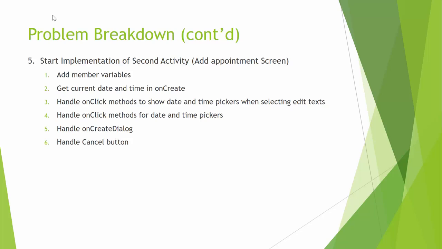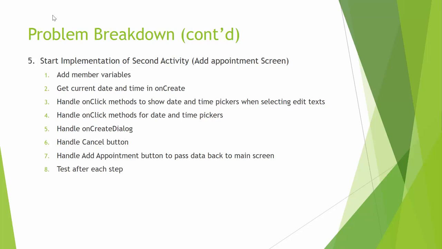I'll then handle the cancel button, which will basically just go back to the main activity by calling the finish method. Follow that up with handling the add appointment button, which will pass all the data back to the main screen. We'll be using the direct methods to pass the data back to the screen, the putExtra string methods. And then again, we're testing after each step.